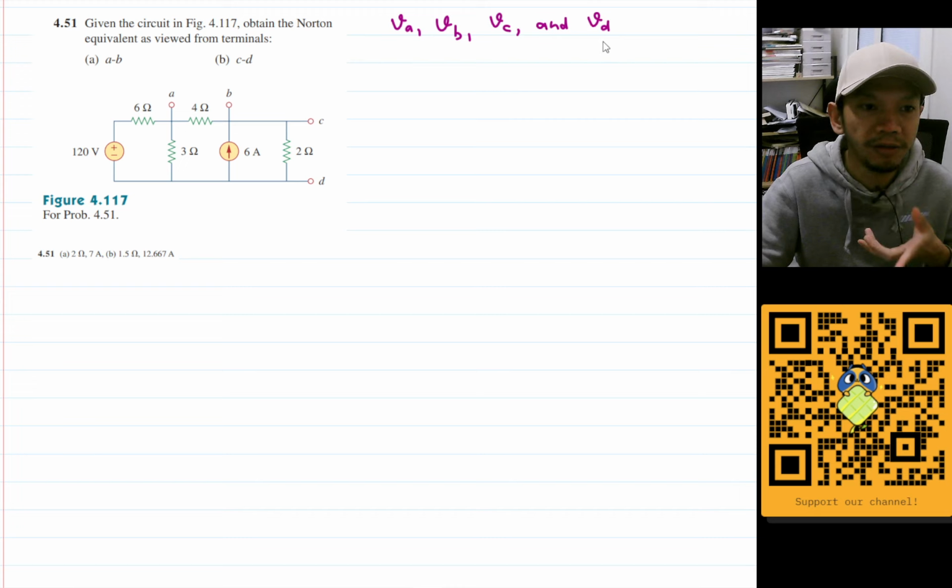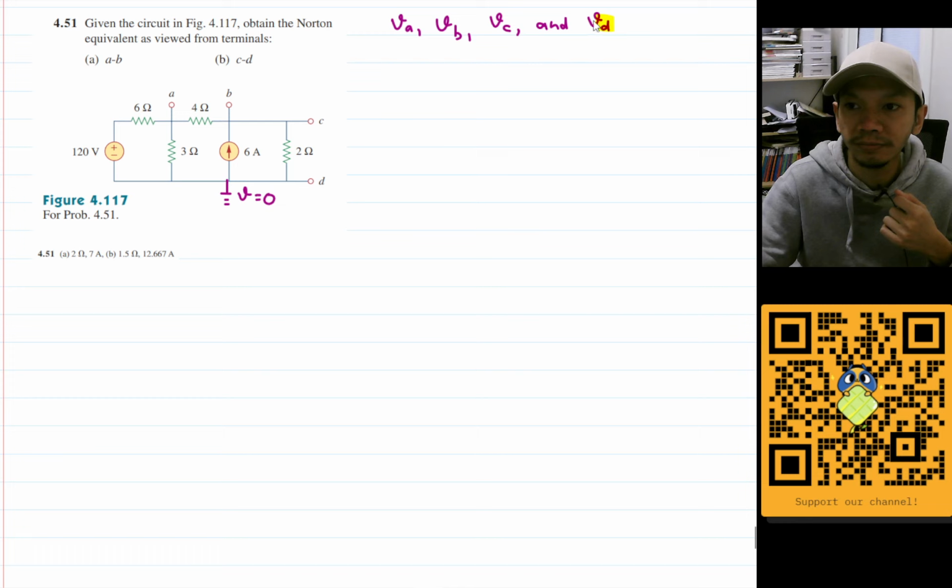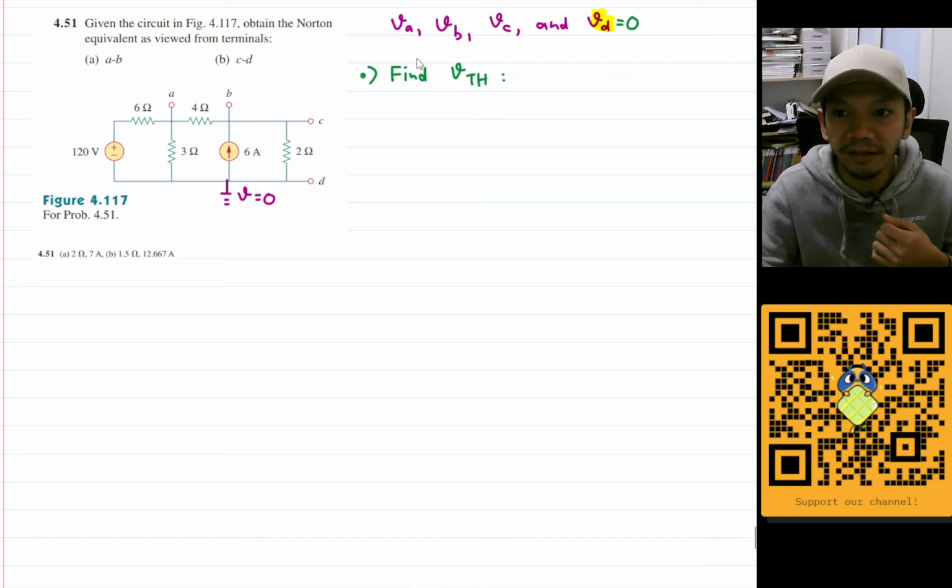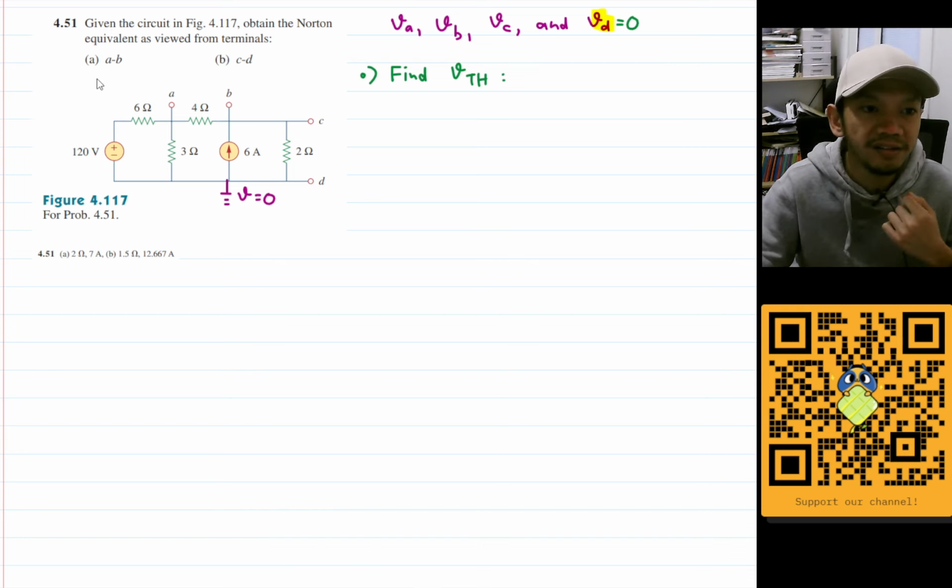Let's start by choosing this node here as our ground, where the voltage is 0, which means that VD will equal 0. So our task is just to find VA, VB, and VC. Now let's write this, finding the Thevenin voltage. Let's assume the direction of the currents: this is going to the right, this is going down, this is going up, and this is going down.